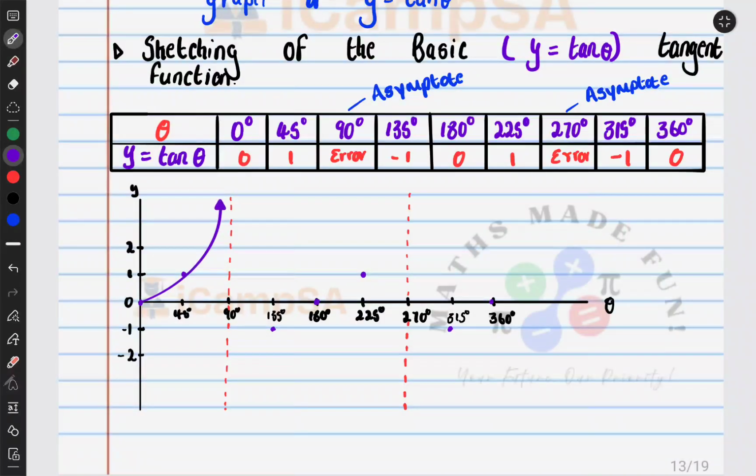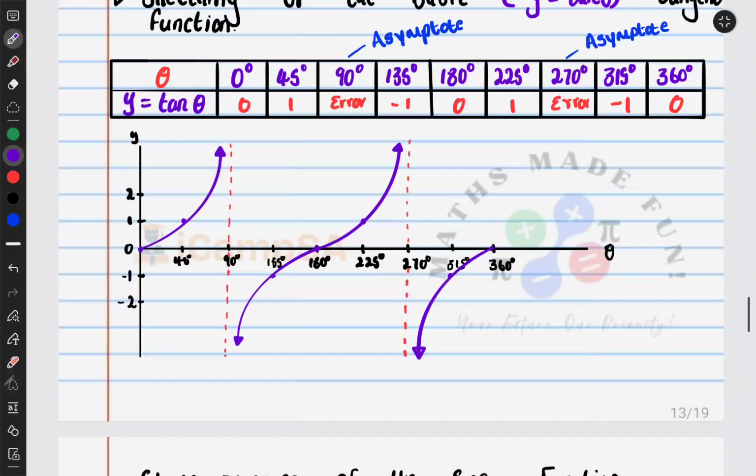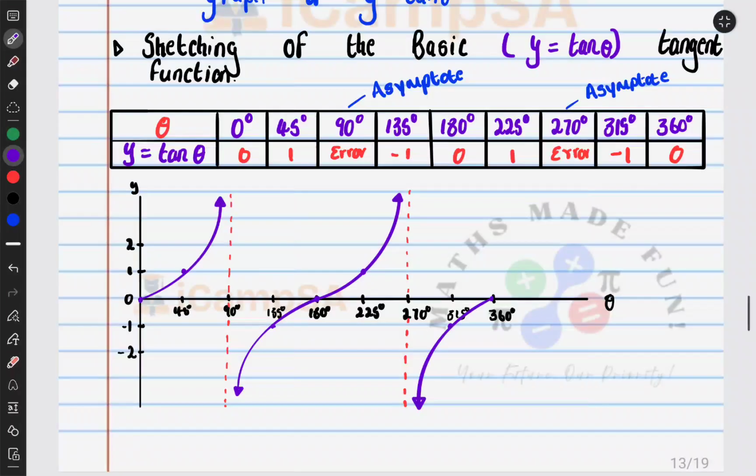That's the first branch of the function, and then second branch of the function, third branch of the function. And this is how the tangent function looks like.